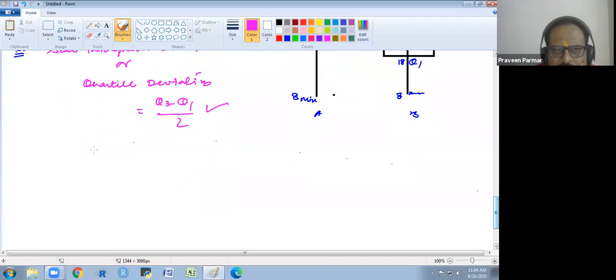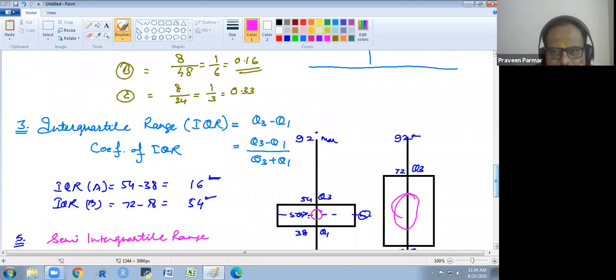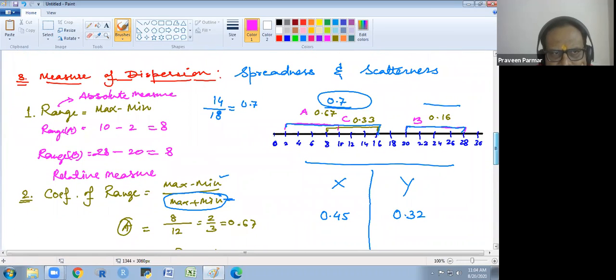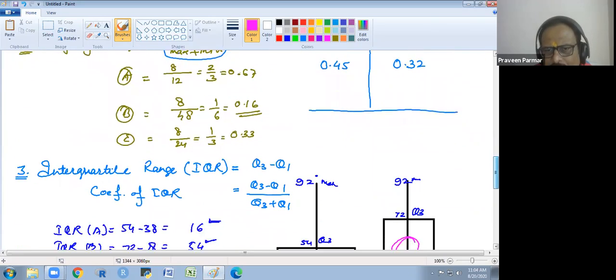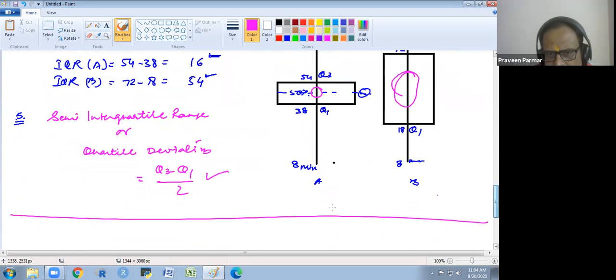Okay. So these were the measurements of scatterness or spreadness. Up to what we have studied, the range, interquartile range, and semi-interquartile range are the spreadness or scatterness. Spreadness, correct. So these all were the spreadness between two data points that we were watching.